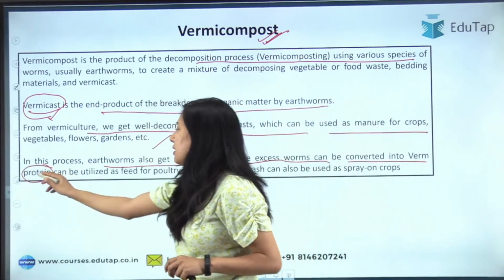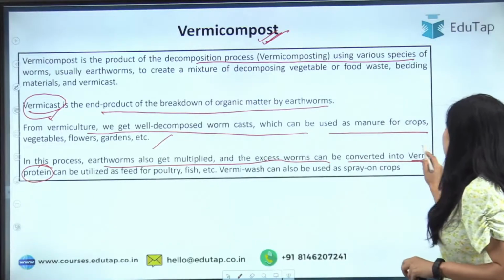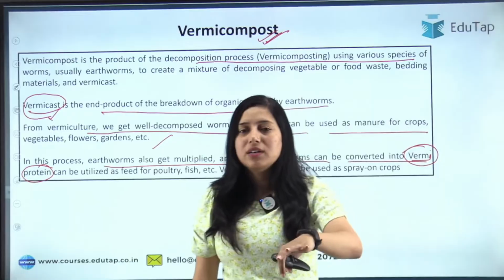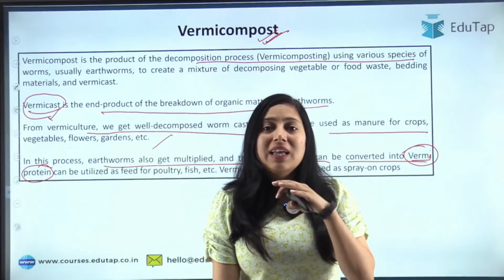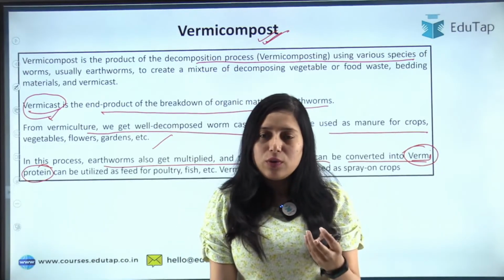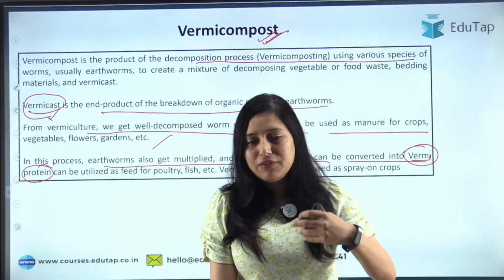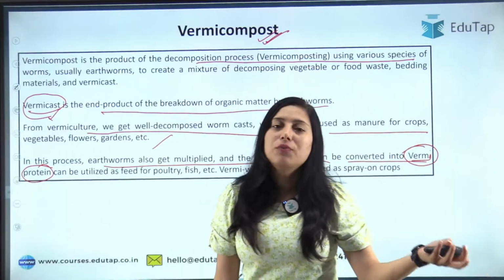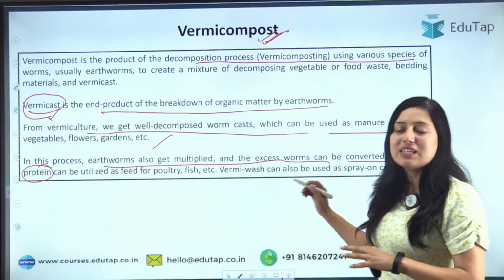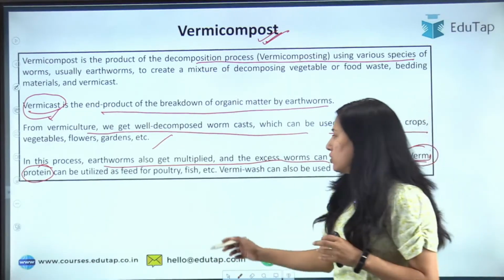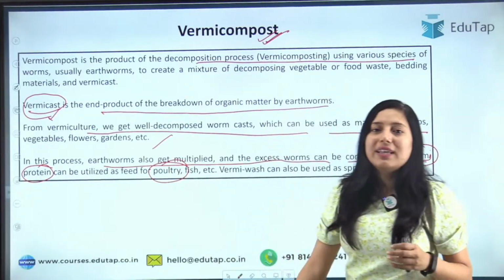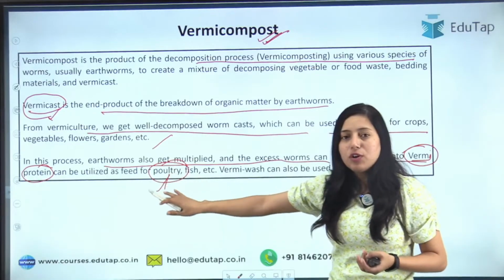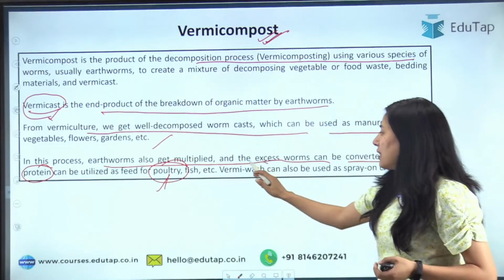Now there is another term, which is known as vermiprotein. So what is vermiprotein? When we incorporate earthworms in any composting process, they will multiply, and sometimes they multiply in very large numbers. So with this excess earthworm we can make vermiproteins, and these vermiproteins can be used by farmers as feed for poultry. And there is one more thing, that is vermiwash.